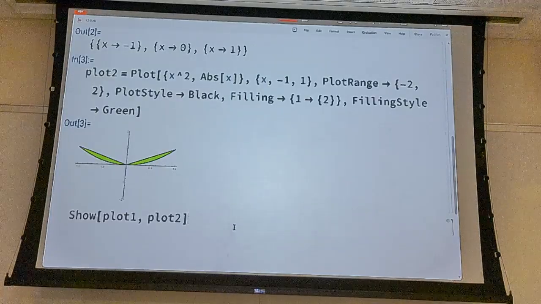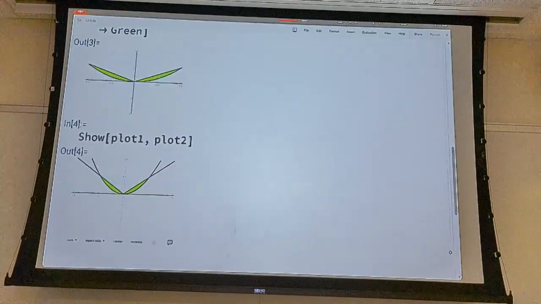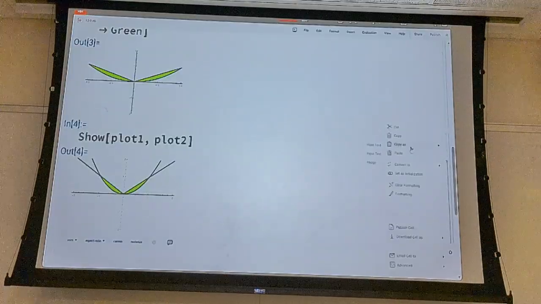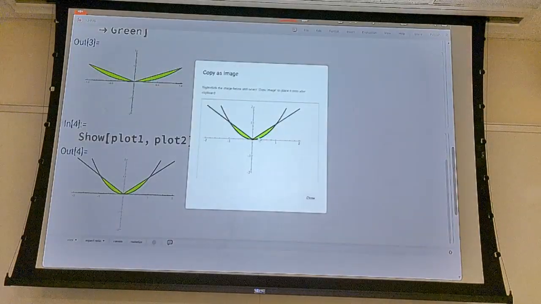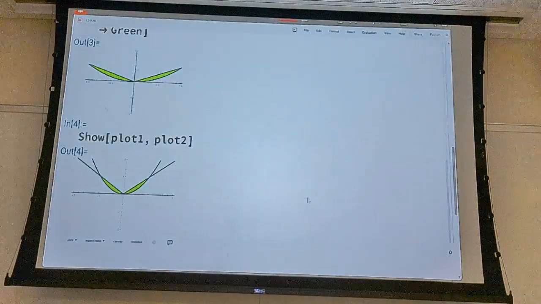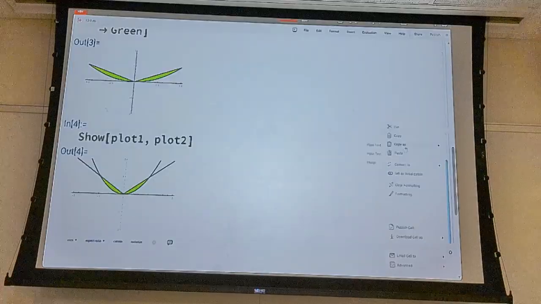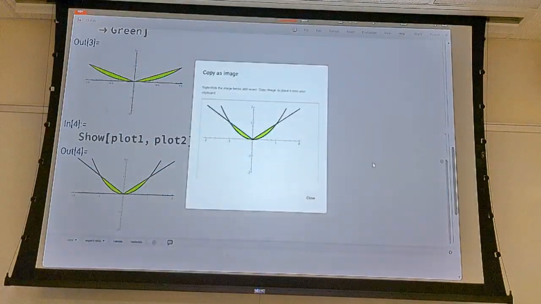I only have two, right? So I want to show plot 2 on top of plot 1. And there's our region. Just copy this. Oh, that's right. We do funky things. Let me actually look at that. Is that cutting it off? No.